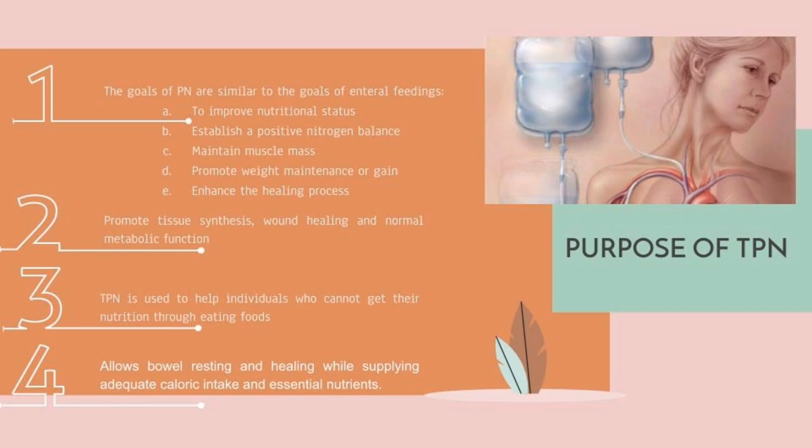TPN provides crucial calories, restores nitrogen balance, and replaces essential fluids, vitamins, electrolytes, minerals, and trace elements to meet the client's caloric and nutritional needs. TPN can also help promote tissue synthesis, wound healing, and normal metabolic function. TPN is used to help individuals who cannot get the nutrition through eating foods. It also allows bowel resting and healing while supplying adequate caloric intake and essential nutrients.